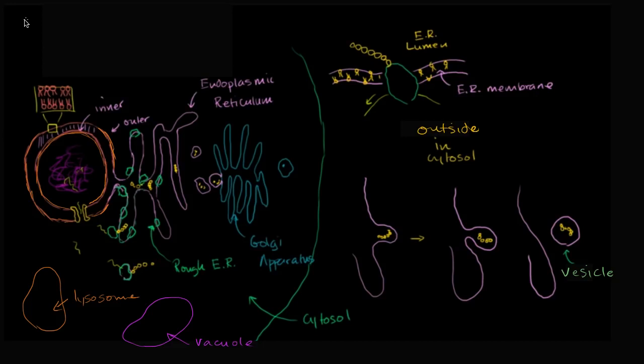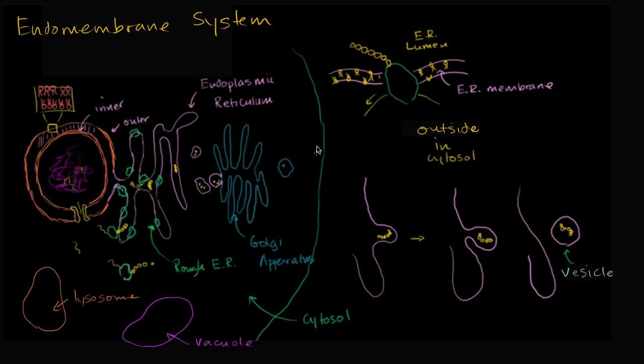What I want to do in this video is give an overview of the endomembrane system in eukaryotic cells. At a very high level, the endomembrane system is all of the membranes that interact with each other inside of a cell. So what membranes are we talking about?